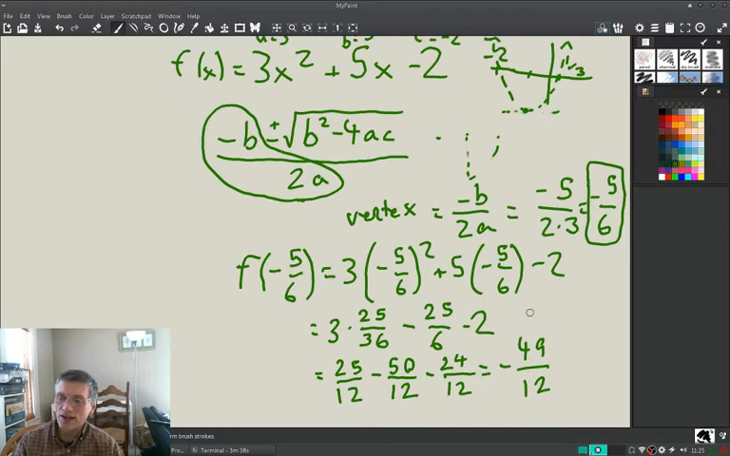Interesting, there's 49 here, the square root of 7 squared. Where does 7 come from in all this? Interesting. So that's our y value. So our point, our vertex, I don't know how I push this down, but it's kind of neat. Minus 5 over 6 is our x value, and minus 49 over 12.